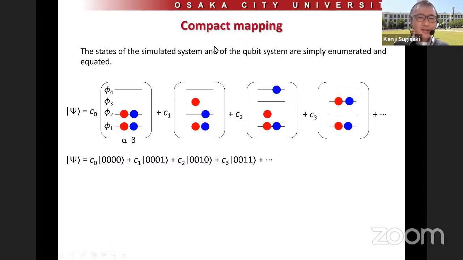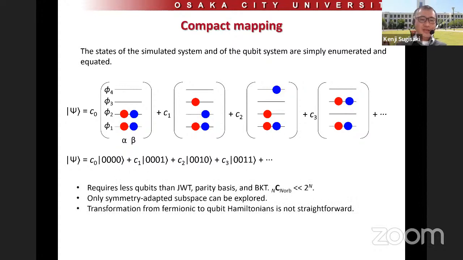In this case, the number of qubits required for the wave function mapping is always smaller than in the direct mapping based approach, such as Jordan-Wigner. However, also in this approach, only the symmetry adapted subspace can be explored.